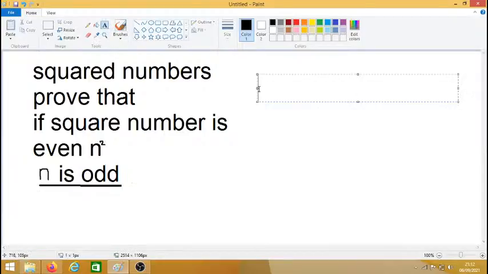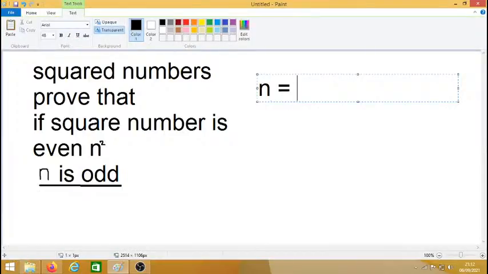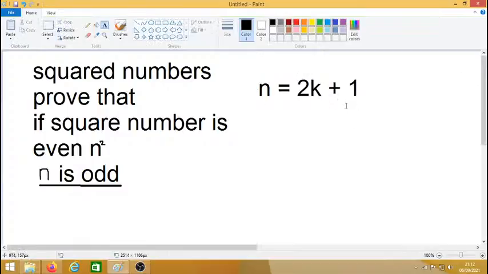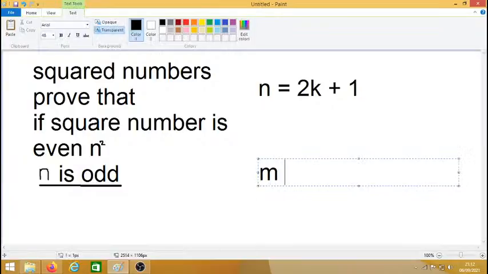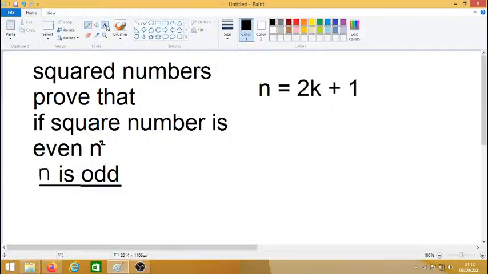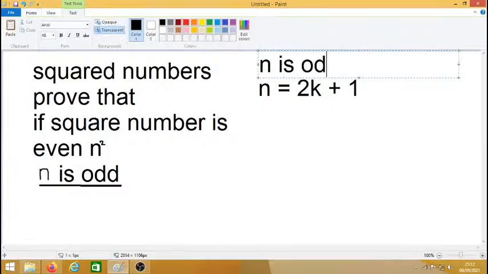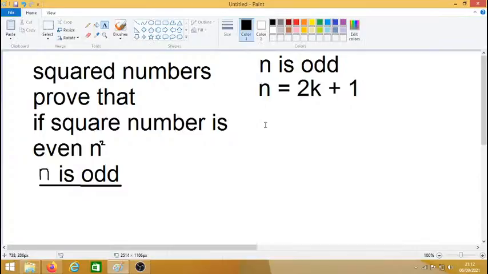So if n is odd, then we can write n as 2 times some number plus 1. Okay, again, remember that from year 1, that the even numbers can be written as multiples of 2, and the odd numbers can be written as multiples of 2, add or take away 1. So we're starting with n is odd. That means we can write it as n equals 2k plus 1.